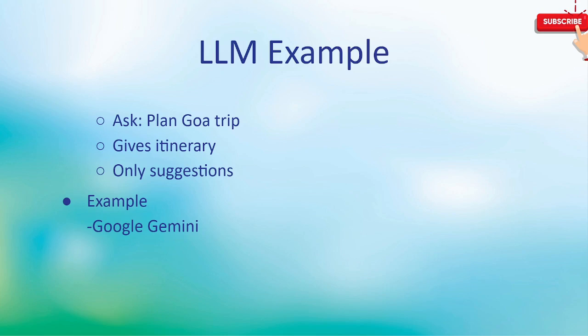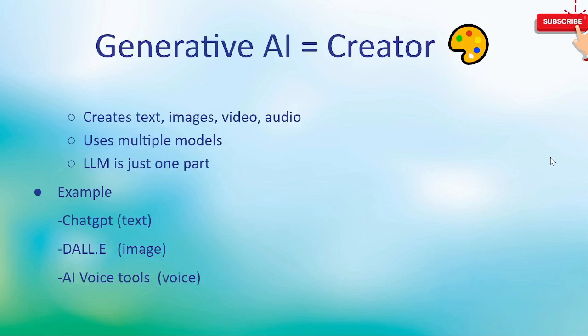Now let's move one step ahead. Generative AI. This is where most people get confused. Generative AI simply means AI that can create content. Now listen carefully. If the content is text, it uses an LLM. If the content is images, it uses an AI image model. If the content is video, it uses video generation models. And if the content is voice, it uses speech models.